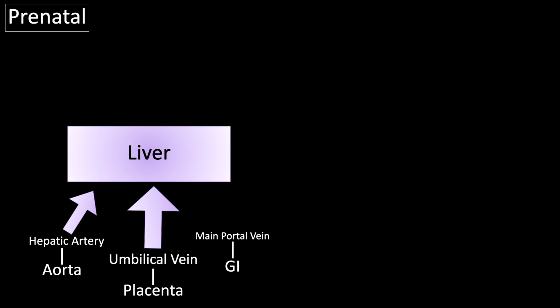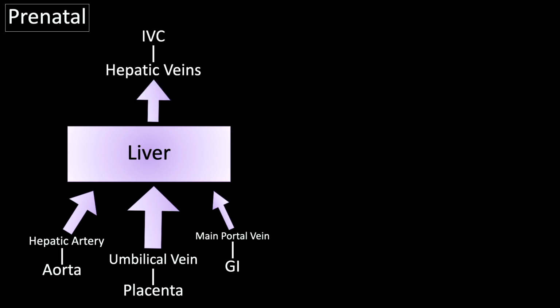circulation. Let me share with you the blood flow to the liver, comparing prenatally and postnatally. So if you look at the liver prenatally, there are three main sources of blood flow. The placenta through the umbilical vein is the main source of blood flow to the liver prenatally. The hepatic artery, a branch of the aorta, brings about 25% of the blood flow to the liver. And the GI, through the main portal vein, where both the splenic and the splanchnic veins come together, contributes very minimally, less than 5% of the blood flow to the liver prenatally.